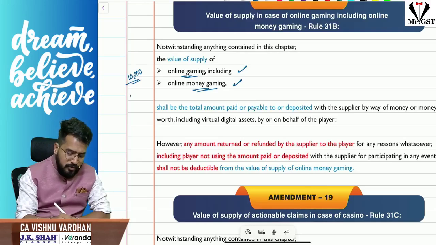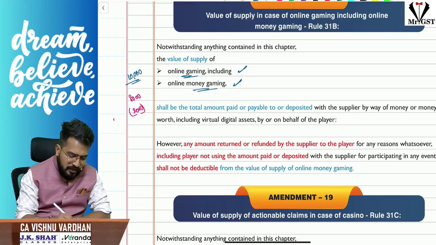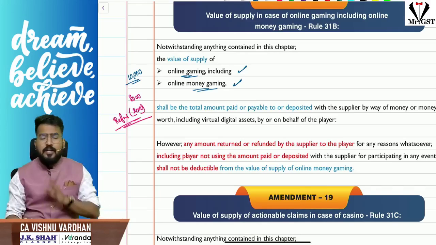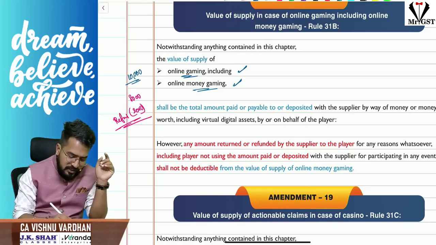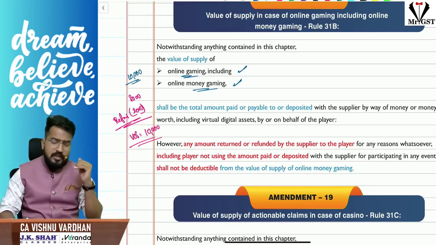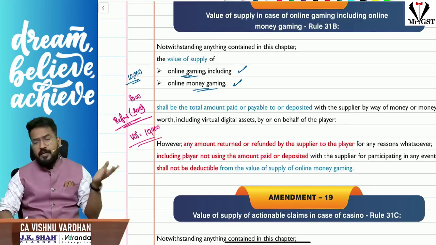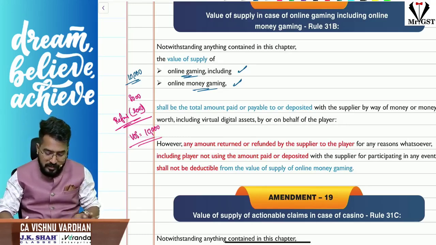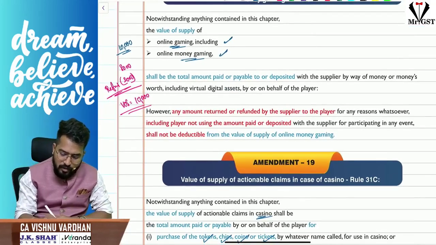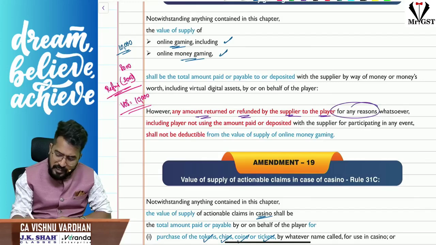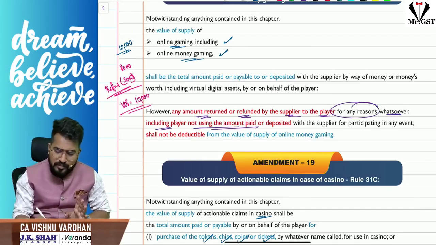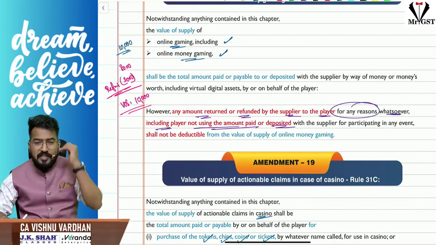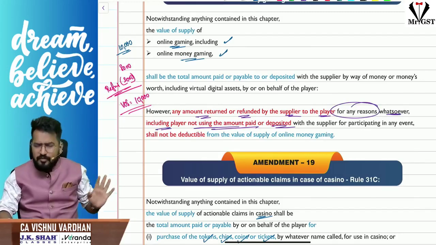Sir, I have used only 8,000, and 2,000 they have refunded to me. Now, what will be the value of supply? The value of supply still will be 10,000. That means once you have deposited the amount, whatever you have deposited, that amount will become the value of supply, because they have refunded or returned it to you, whatever reasons, that will not be considered. So any amount returned or refunded by the supplier to the player for any reasons whatsoever, including the player not using the amount paid or deposited, if you say, sir, I have not used that money so I am taking it back, still we will not ignore that.